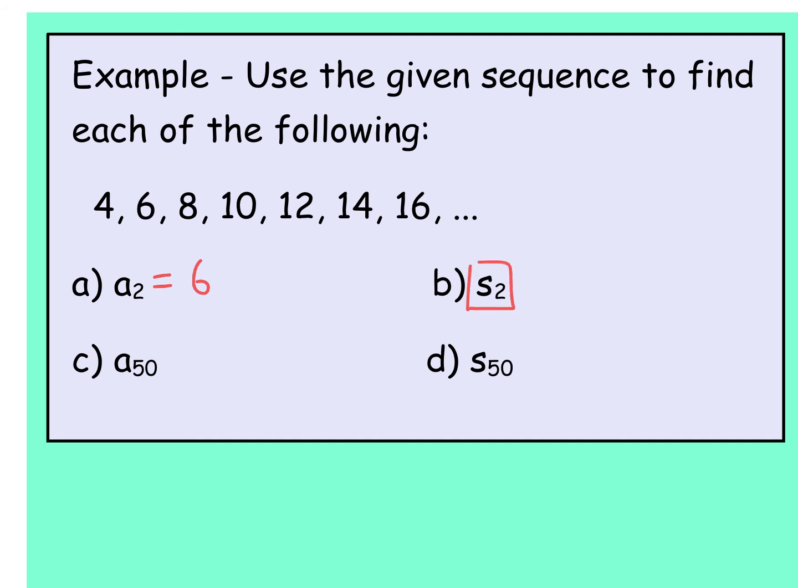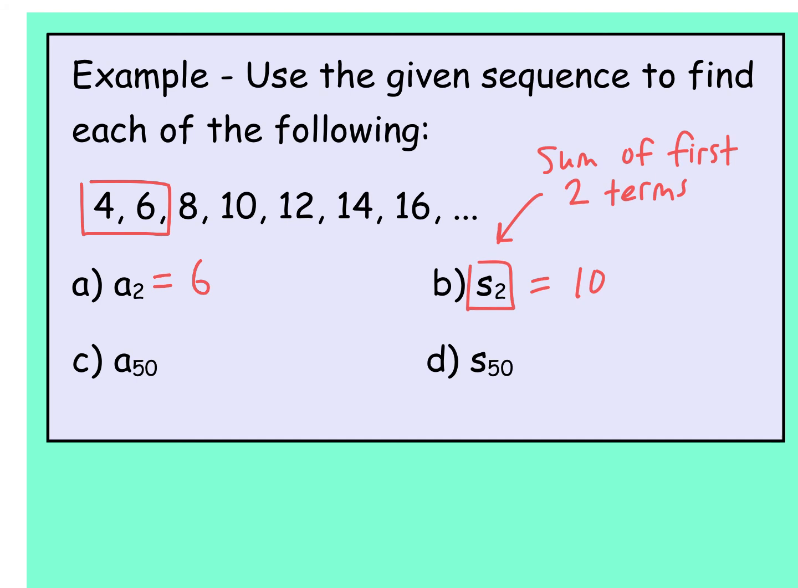S sub 2 now just means the sum, just to get used to this notation, the sum of the first two terms. Now to do that, do we really need to use a fancy, crazy formula? Not really. I mean, we could, but the sum of the first two terms is 4 plus 6. That is just 10. You could use the formula, but it's probably better not to. We'll save the formula for part D there.